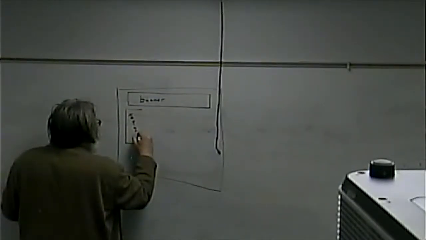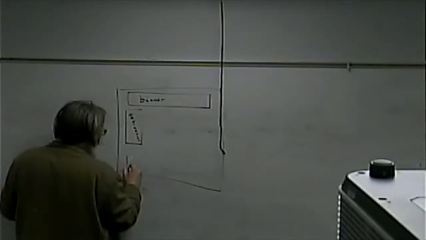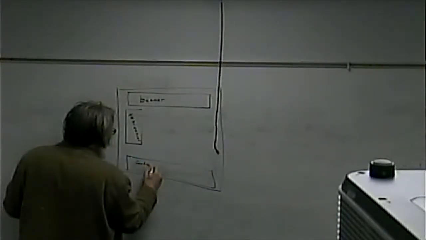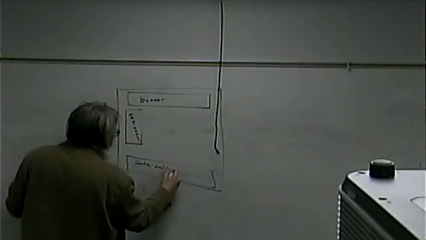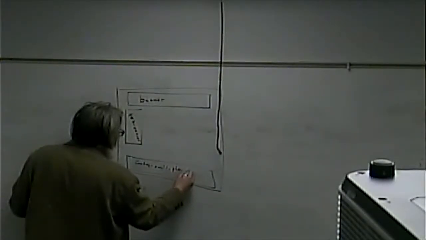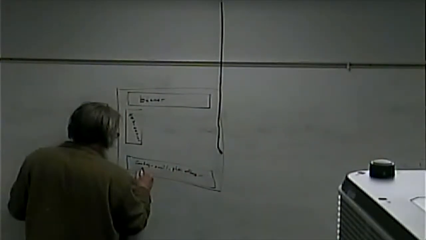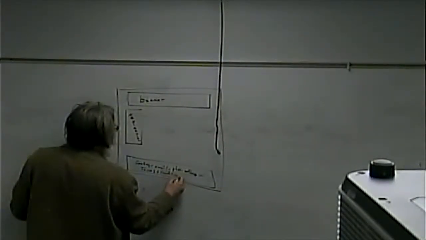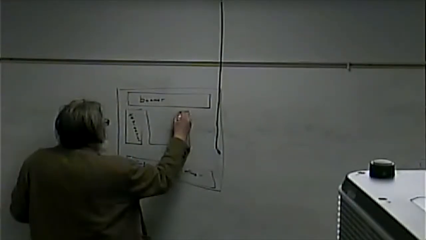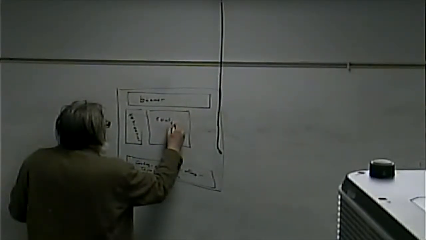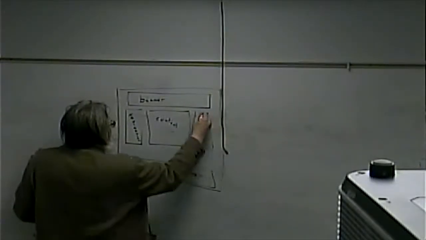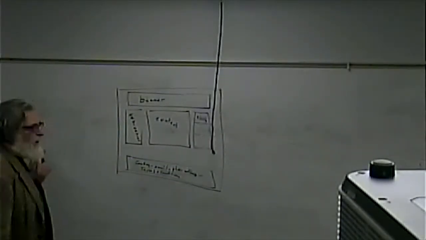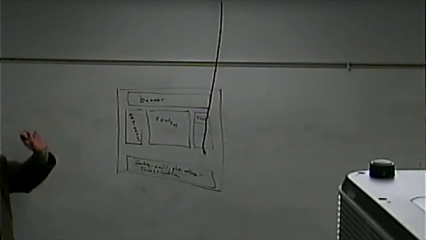Navigation on the bottom. A footer here with an email address, phone number, address, terms and conditions, etc. Maybe your main content area is here. And here, you're going to have news stories. That's a wireframe. All right?